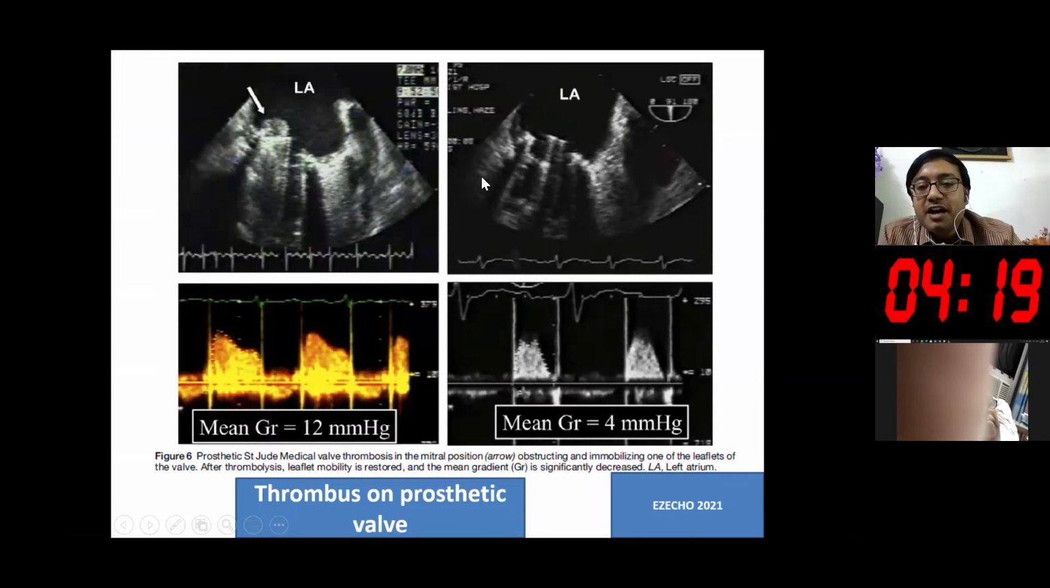So these are dramatic results with proper diagnosis of mitral valve thrombosis, and a long duration of streptokinase infusion, as we all use in our clinical practice, where urgent surgical facility may not be feasible at all times. Urgent thrombolysis for a prolonged duration can resolve the thrombus completely and reduce the mean gradient across the valve.